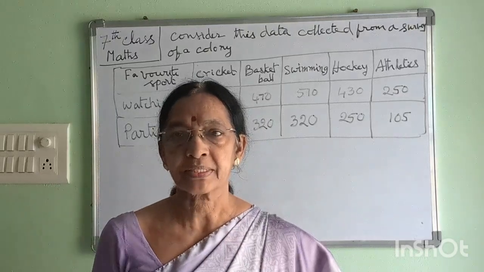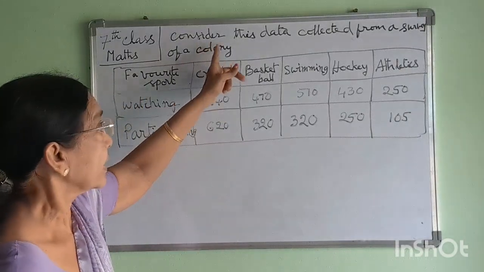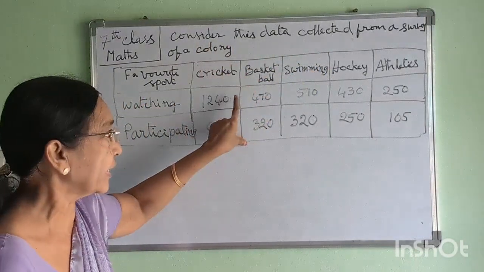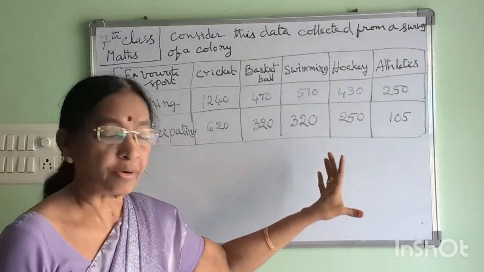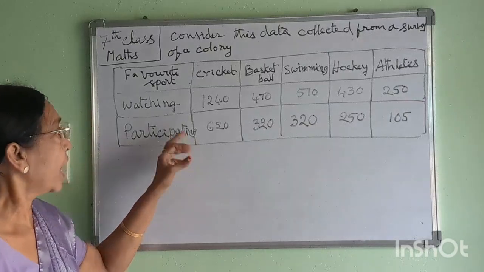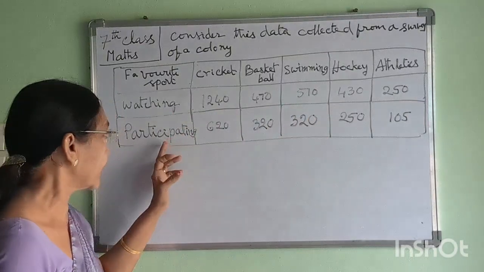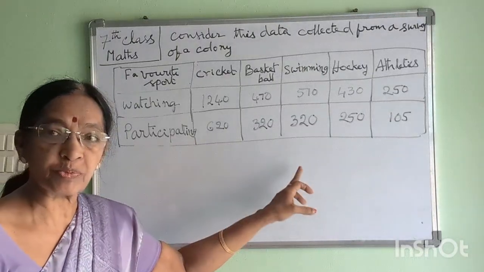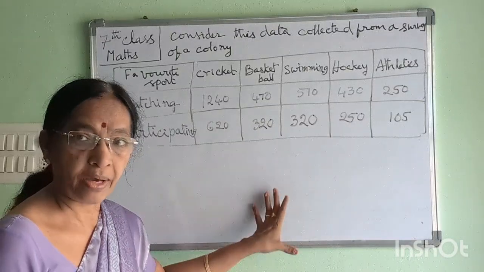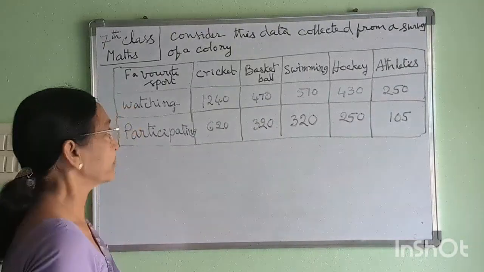7th class mathematics, semester 1, data handling. Example: consider this data collected from a survey of a colony. Here there are different sports, the number of people watching these sports, and the number of people participating in the sports, given in the table. Therefore, we have to draw a bar graph and answer the questions given under the problem.